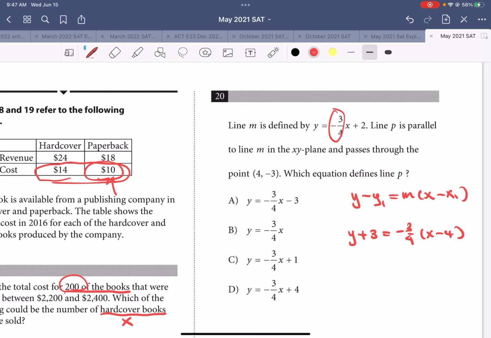Okay, so y equals this here. So negative 3/4 x plus negative 3/4 times negative 4, which is plus 3. And then you move the other side, minus 3. So they cancel. So you end up with B. Okay. So you can use point-slope form. If you want, you can use slope-intercept form. No problem. You should get the same answer.